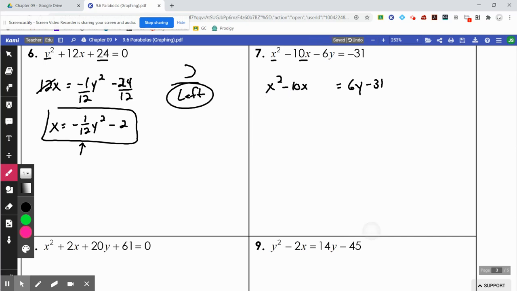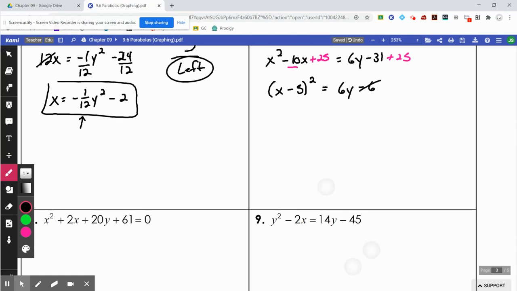So to complete the square, we're going to take half of 10, square it, and add 25 to both sides. We're now going to factor, and that gives you a binomial, x minus 5 to the second power equals 6y, and -31 plus 25 is -6. Now it's pretty easy. Move your constant term back over. That gives you x minus 5 to the second power plus 6 is equal to 6y.